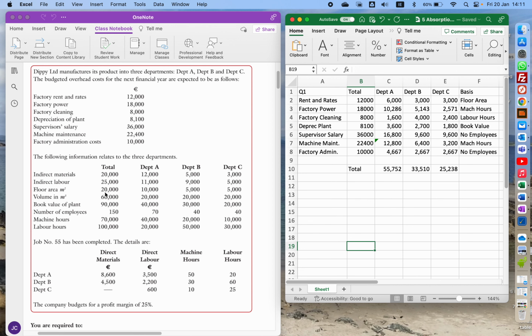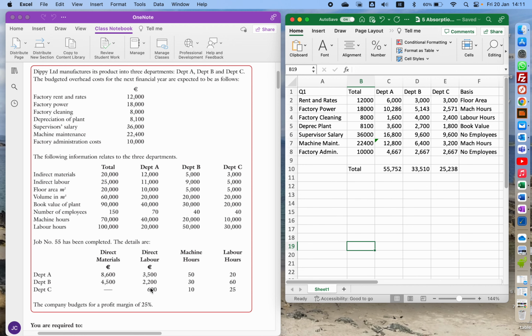And in this case, this question, we have down the bottom, we have information about pricing up one particular job. So they've called it job number 55. And remember, these are all unique jobs that we're doing. Every job is going to be slightly different, a bit like an architect designing one house rather than mass producing a whole series of houses in a housing estate.